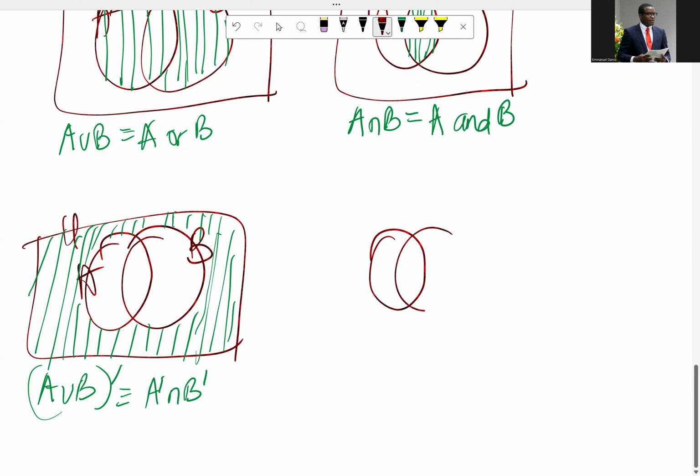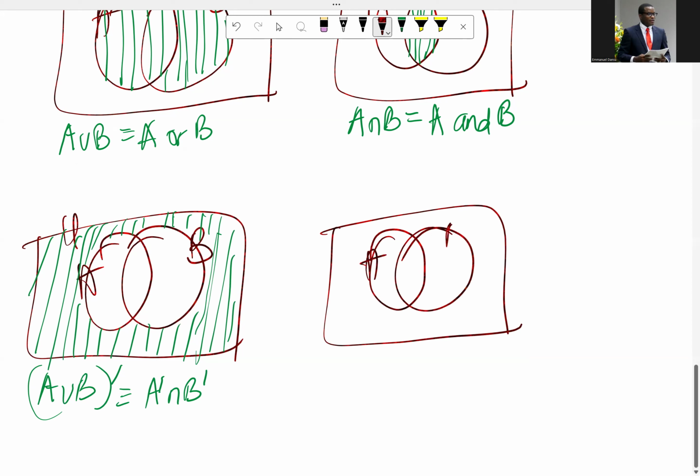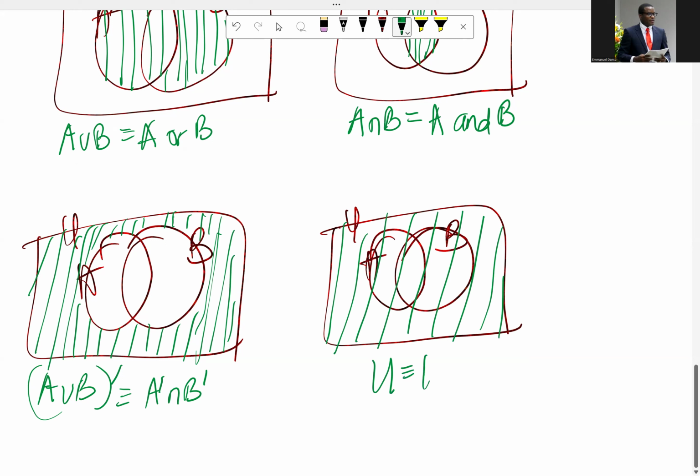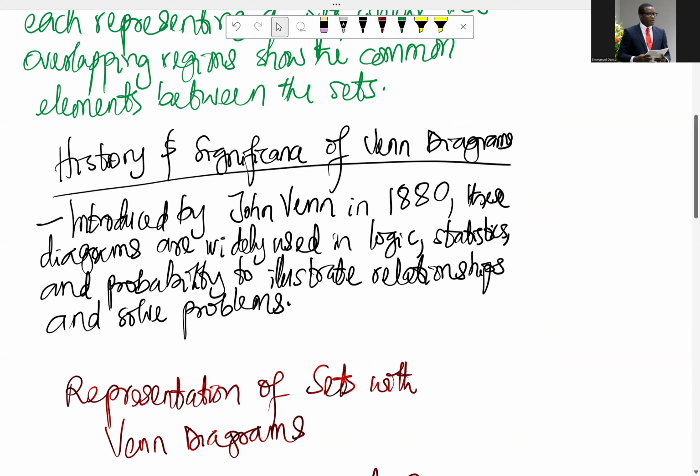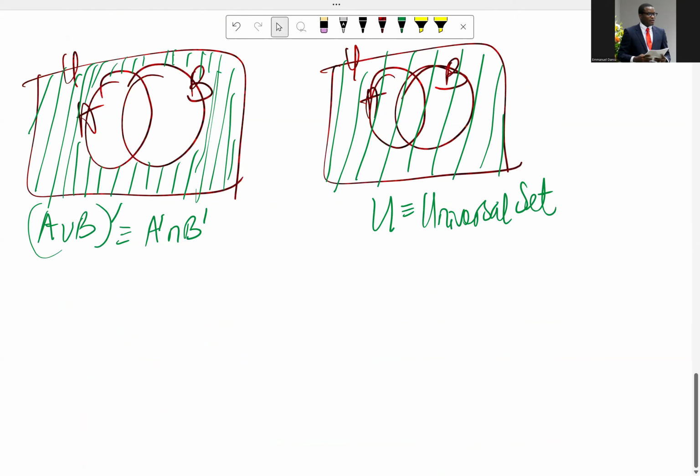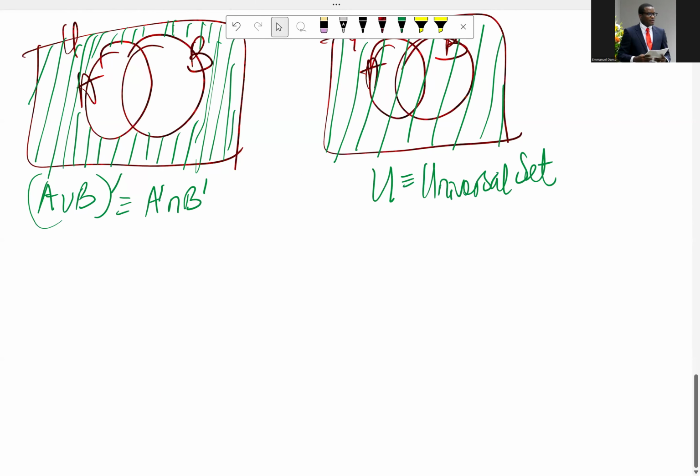So let's do the last one. This is A, this is B, this is the universal set. Universal set means everything inside. So what if I shade everything? Everything here is actually U. This is the universal set. So for two set representation, we have all of this. On this note, can we take some examples?